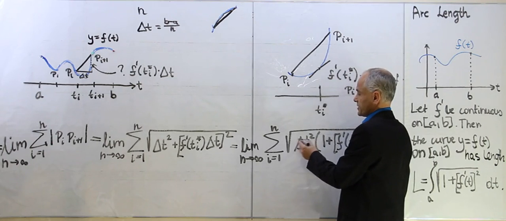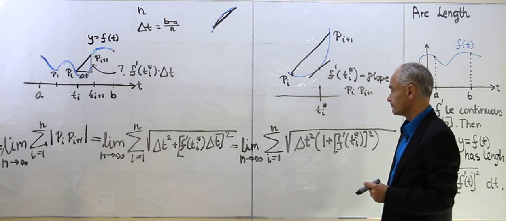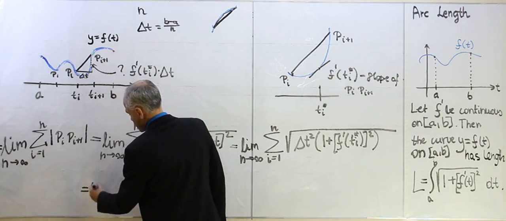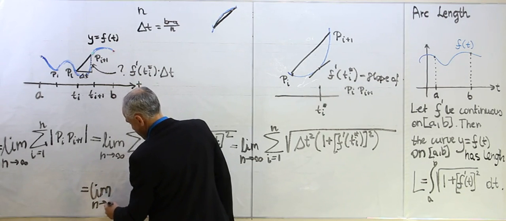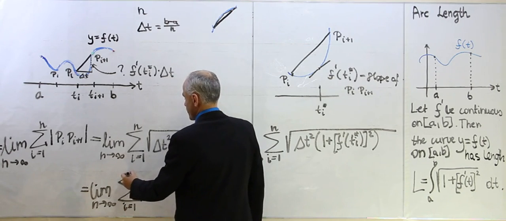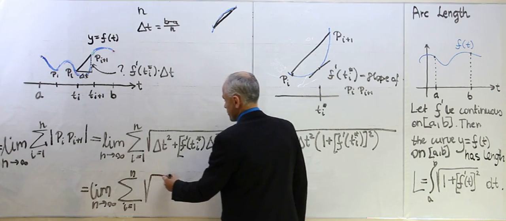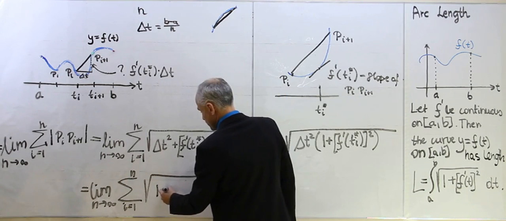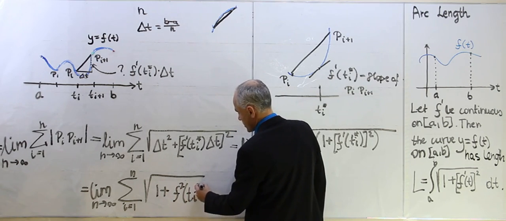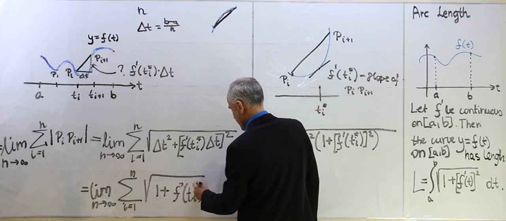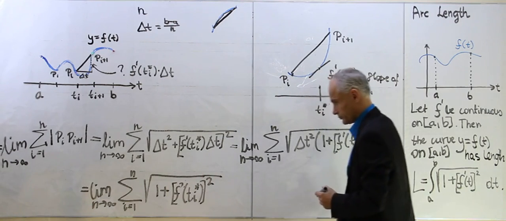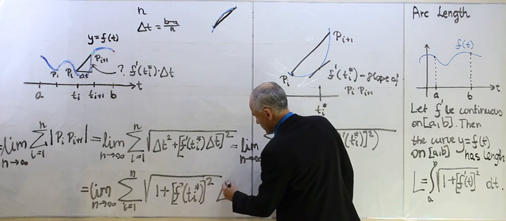Now I can factor the delta t squared outside of the square root. And then I get the limit as n goes to infinity of the summation i goes from 1 to n of the square root of 1 plus f prime of t_i star squared, times delta t. Oh, delta x, of course. Delta t.